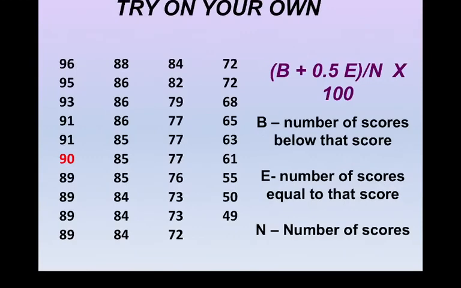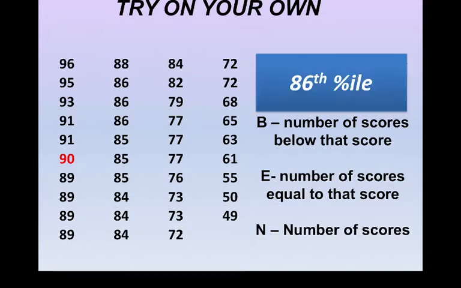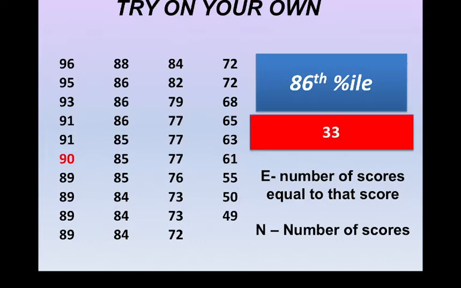Halimbawa, hanapin mo yung percentile rank equivalent of the score 90. And then you apply the formula B, number of scores below that score, E, number of scores equal to that score, and N, number of all scores in the testing population. Ngayon, ang tamang sagot dito, the score of 90 will get a percentile rank of 86. Paano natin nakuha yung 86? Ano dapat ang value ng letter B? Letter B shall be 33.